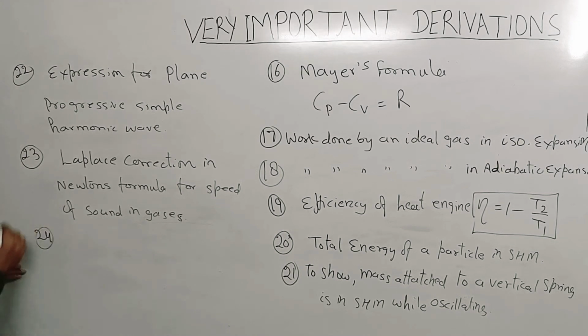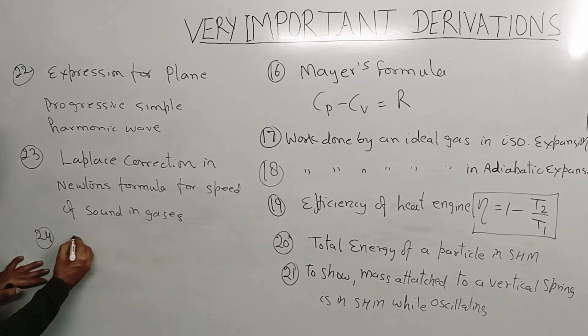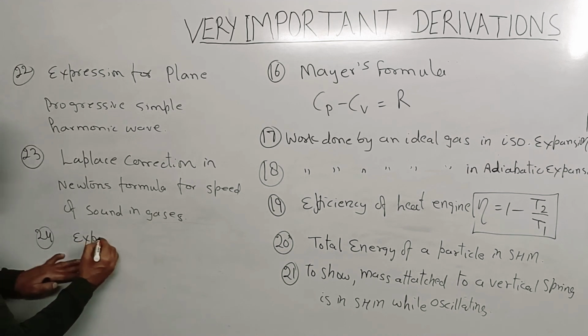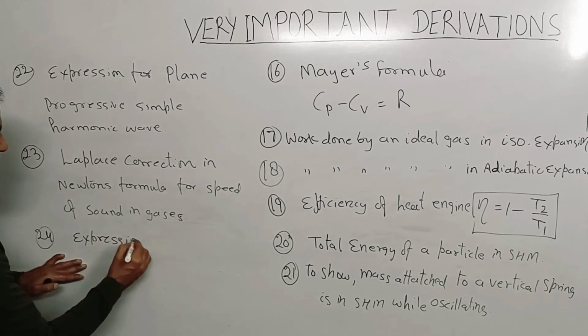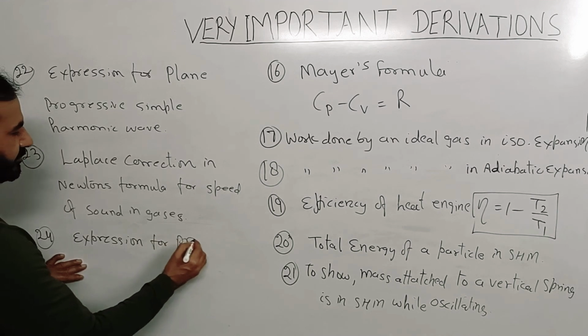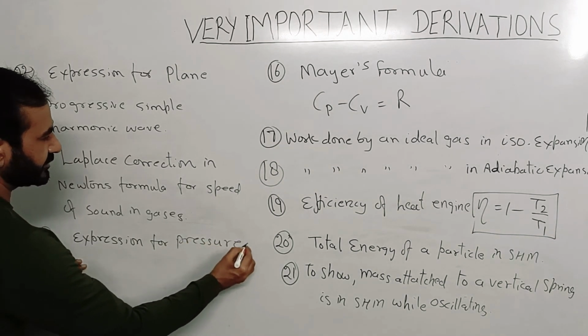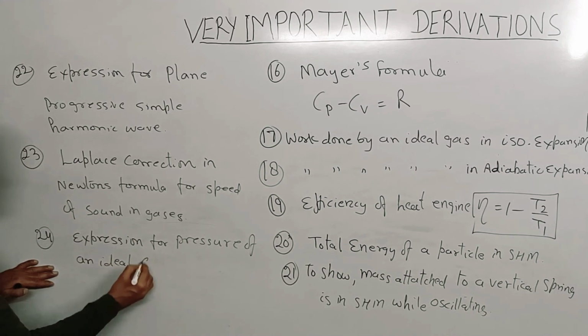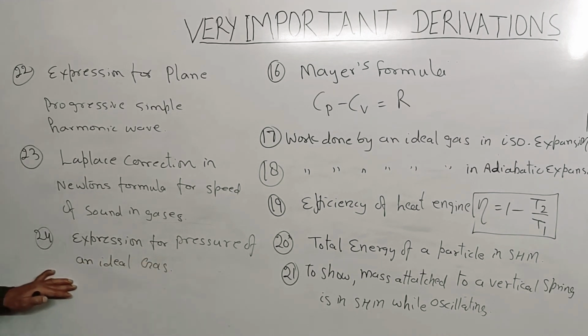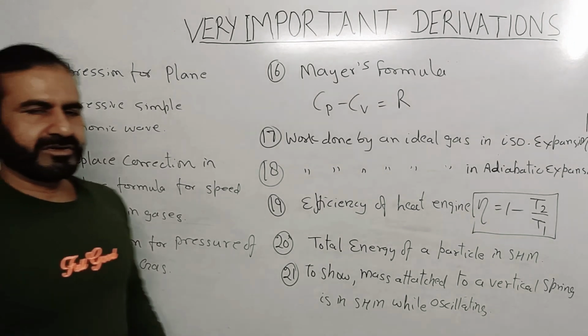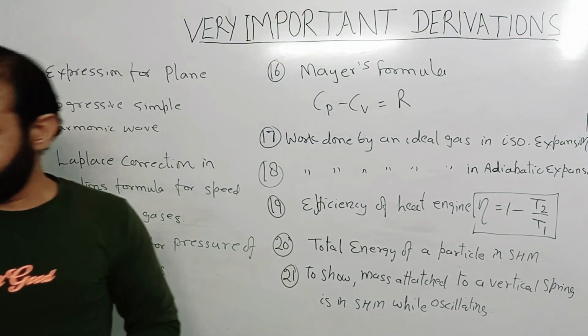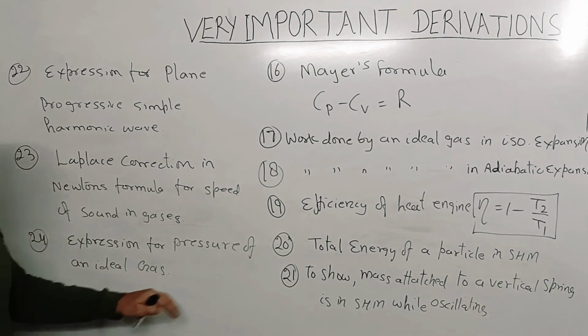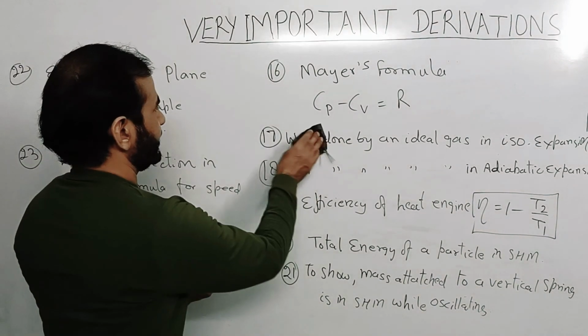Next, we can have from kinetic theory of gases, pressure of an ideal gas, expression for pressure of an ideal gas. For pressure of an ideal gas. No doubt it's a long derivation, but very important, frequently asked. More derivations.